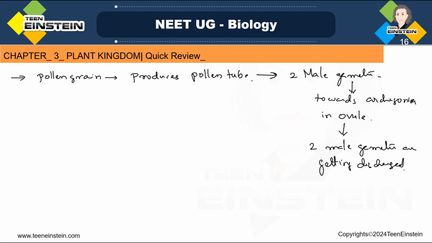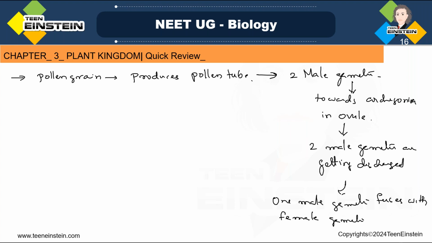When it is reaching near the archegonia in the ovule, it discharges its contents, that means the two male gametes, near the mouth of the archegonia. And among the two male gametes, one male gamete fuses with the female gamete.